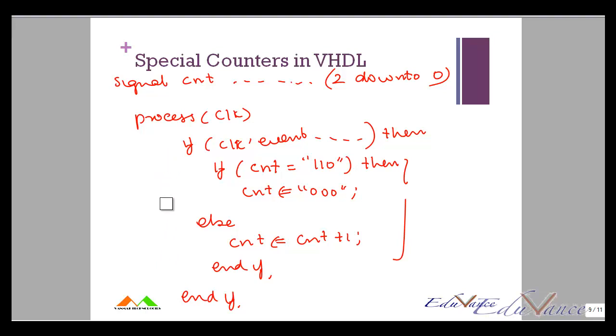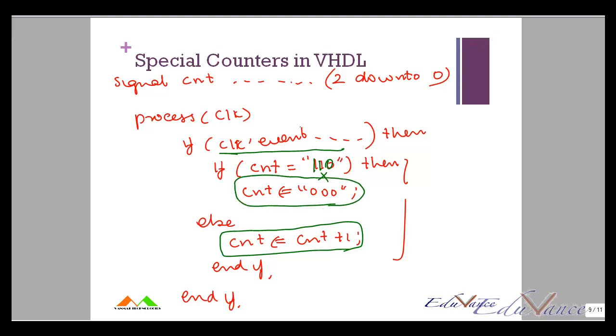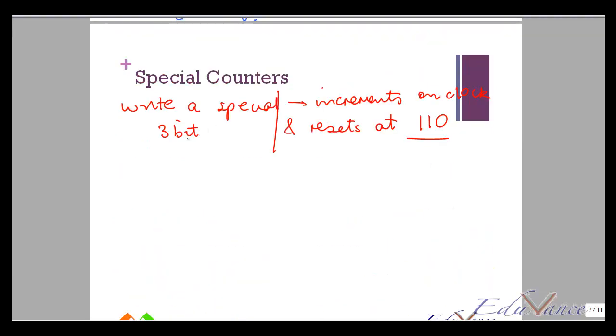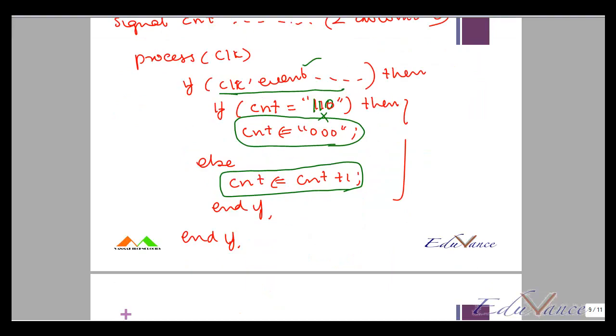Now, how does this work? As long as my count is not 110, I will keep incrementing my count value at the edge of the clock. The minute my count reaches the value 110, my circuit will reset count to 000 at the edge of the clock. So effectively, we just covered this problem, which was a special 3-bit counter that increments on clock and resets at 110. At 110, I will reset the counter. As long as it is not 110, I will keep incrementing the counter.